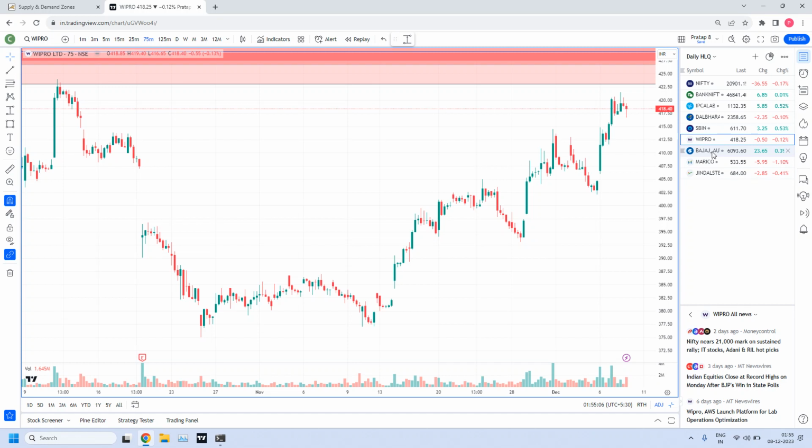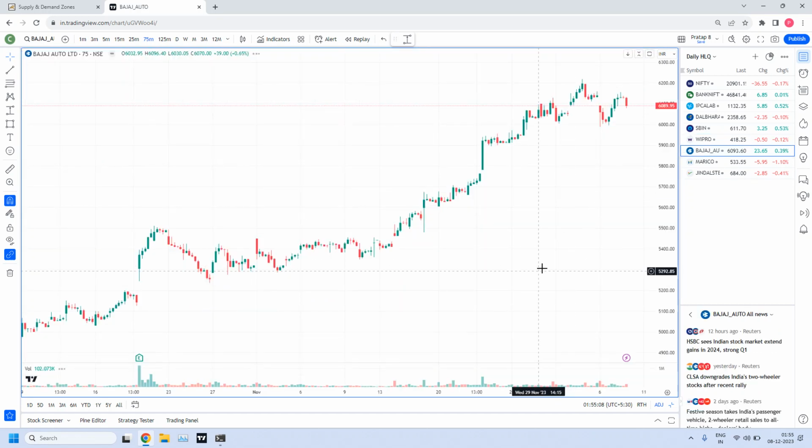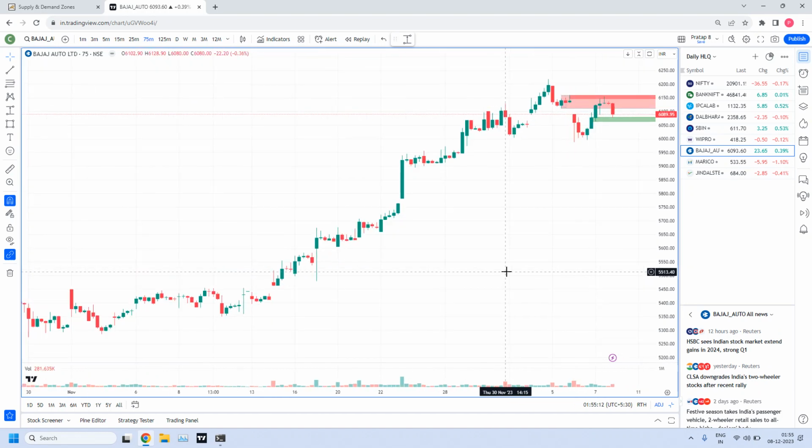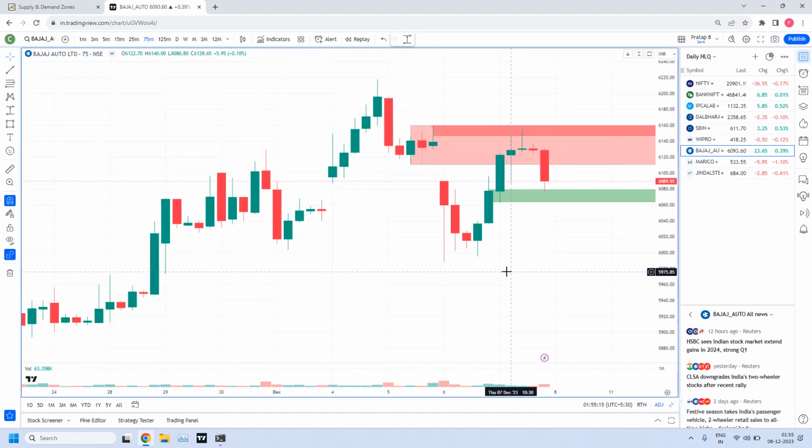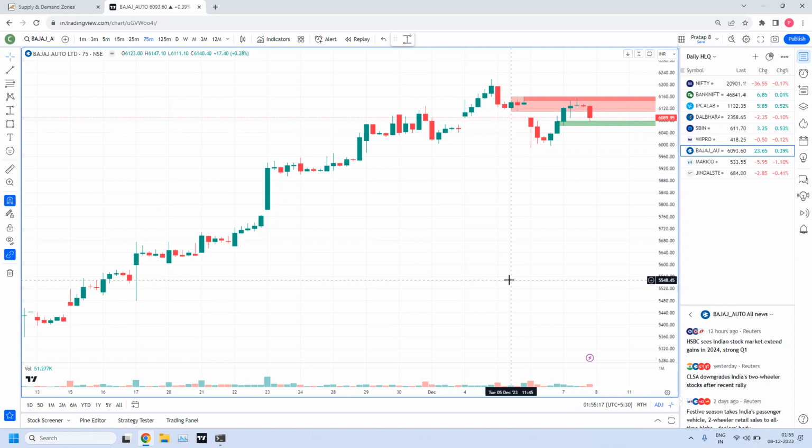And next one, Bajaj Auto. Again, another successful trade we got in Bajaj Auto. This is a long entry. Sorry, this is a short entry, not long. It's my mistake.